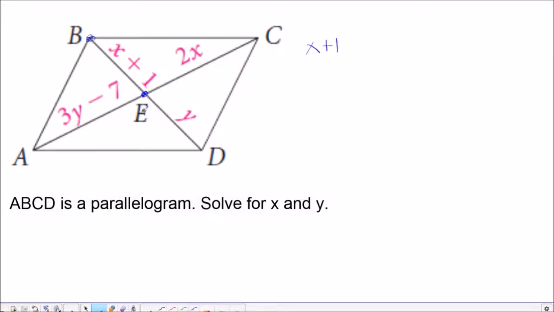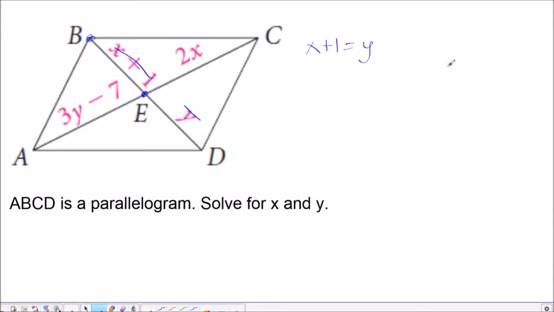Now it's really natural. People want to pick 2x. Y'all, you cannot pick 2x because we can even see that E to C right here, that's longer than B to E, so they're not equal. But y is the same length, or E to D. So we're going to say that equals y. And then, okay, we've used those up.